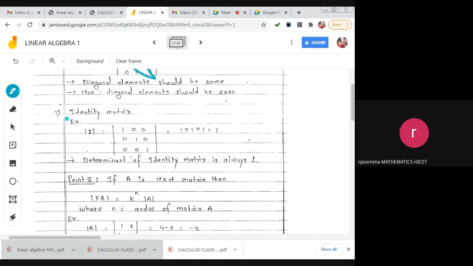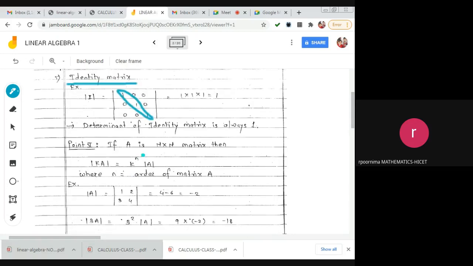Then it is the identity matrix. So determinant I, that is 1, 0, 0. This is a 3 by 3 identity matrix: 1, 0, 0, 0, 1, 0, and 0, 0, 1. You multiply the same diagonal elements, and you get the determinant value, which is 1.